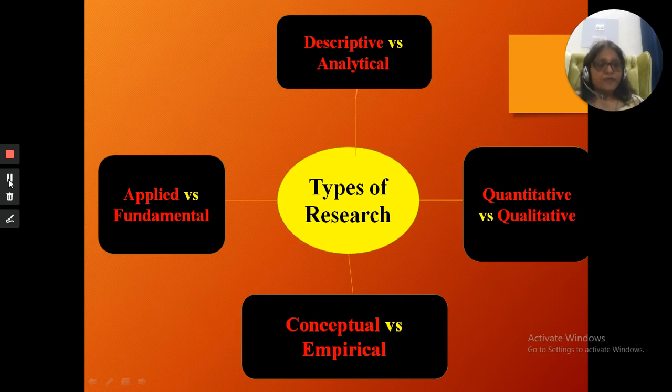Then we have another way of qualifying types of research: descriptive versus analytic. When we try to describe the factors, it is descriptive. Analytical, when we analyze the factors into different sub-factors and try to find out the correlations or the relationships or try to describe them, it becomes analytical. Quantitative versus qualitative. When we quantify the research data, it is quantitative in nature. When we derive conclusions on the quantification of the data, it is quantitative research. But when we derive conclusions on the quality of the data, qualities found in the data, it is qualitative research.